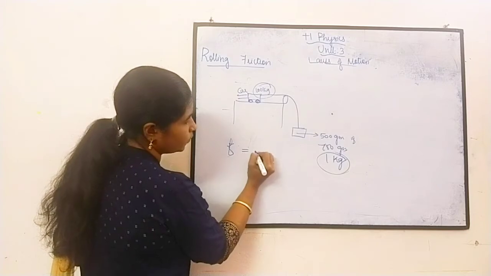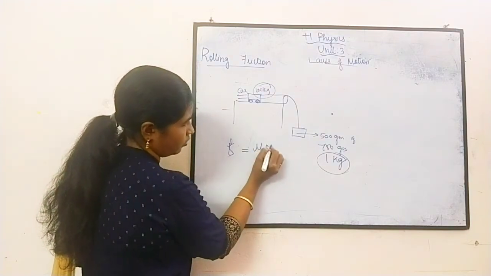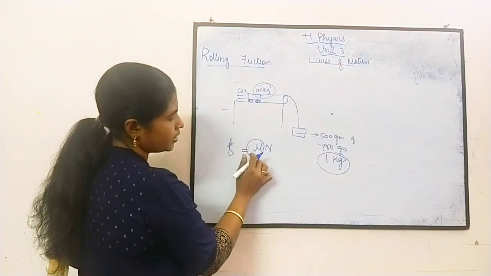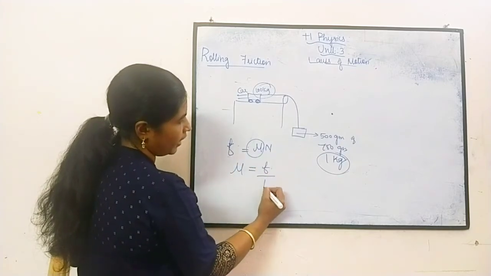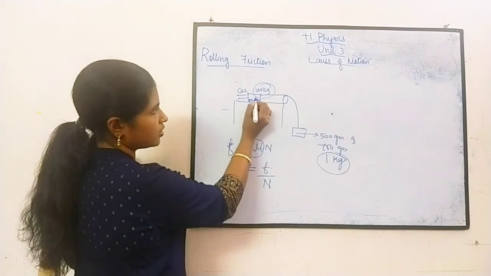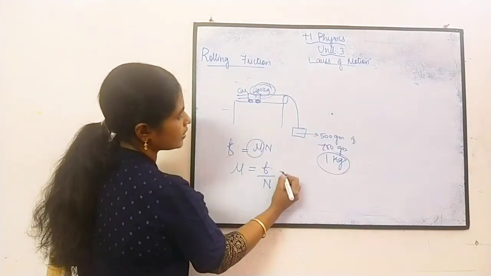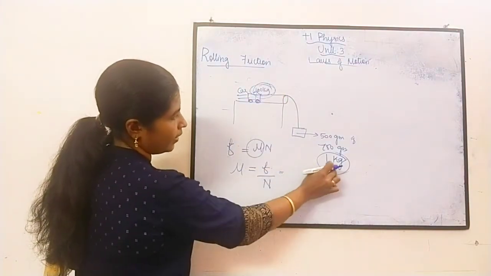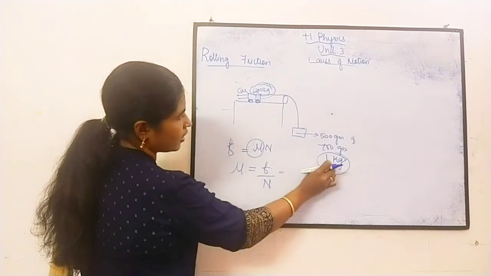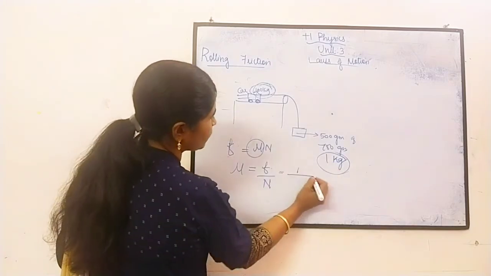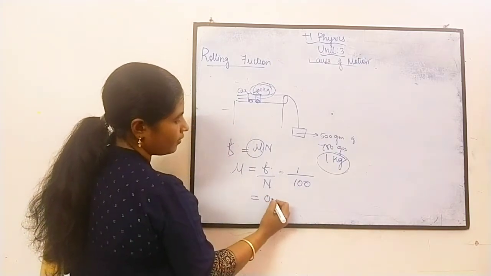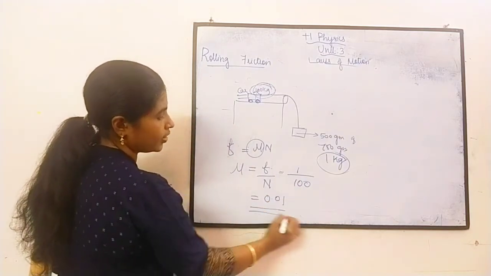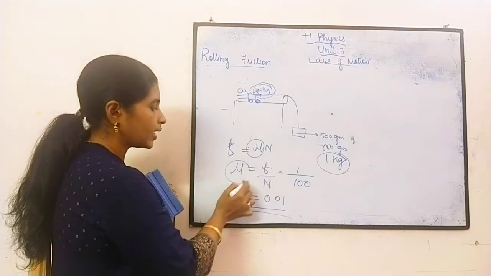Friction is equal to mu into N. What does mu mean? Coefficient of friction. That means force divided by normal force exerted. Here what is the normal force exerted? It is 100. What is the force I am giving? Applied force, it is 1. Normal force exerted is 100. So what about my coefficient of friction? It is 0.01. Understood? It is this low.